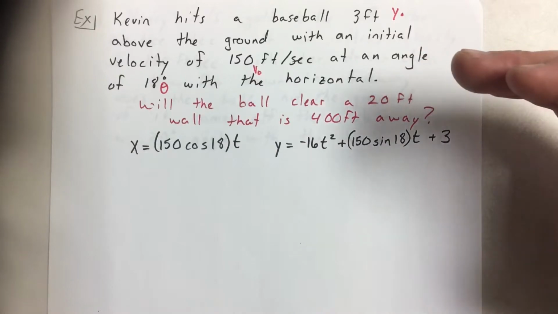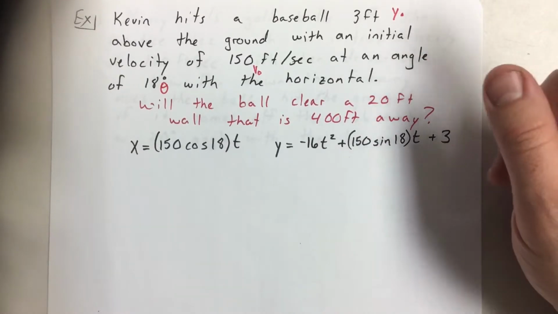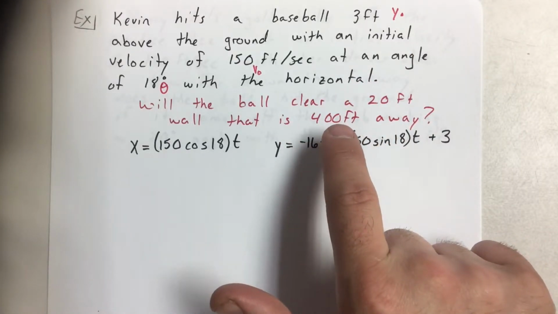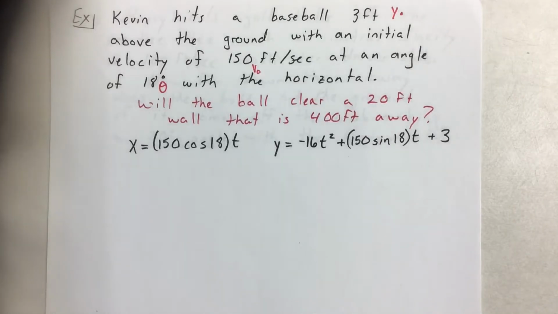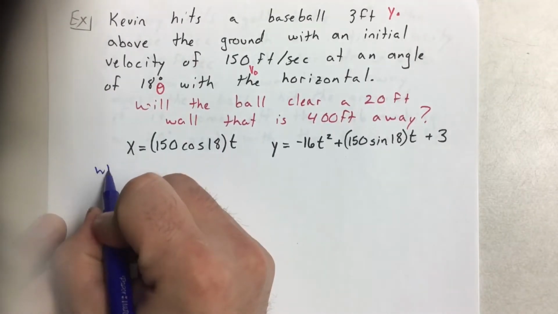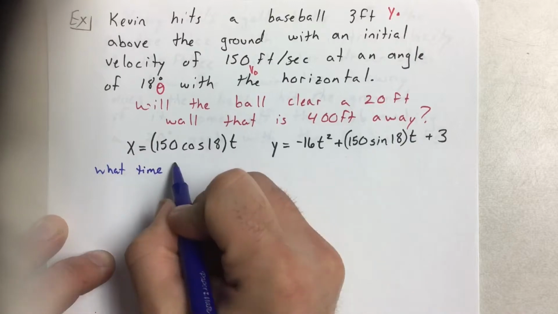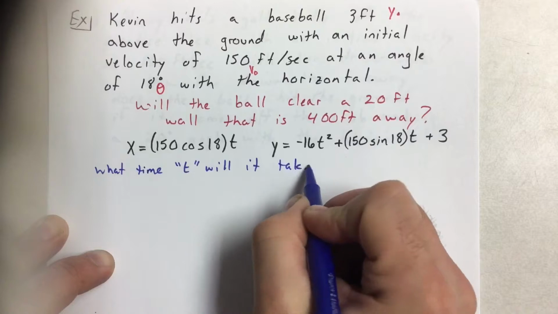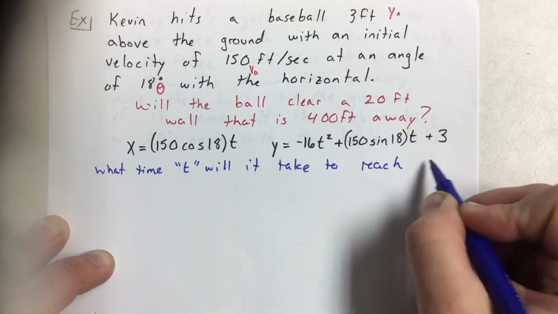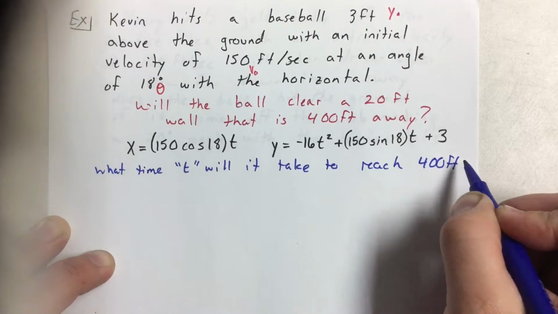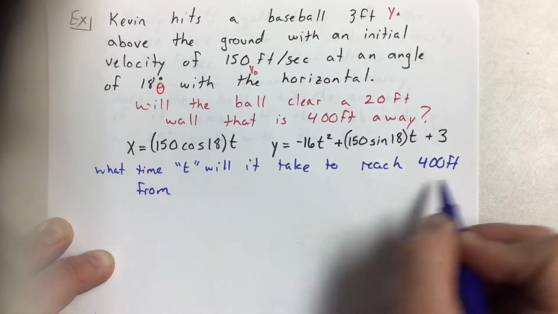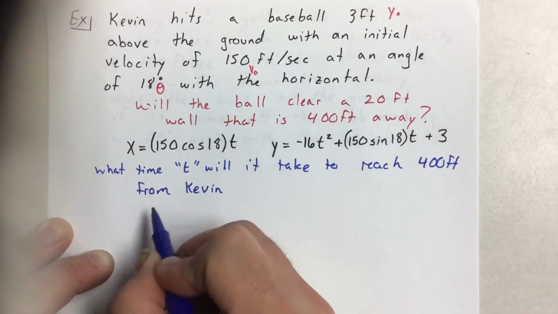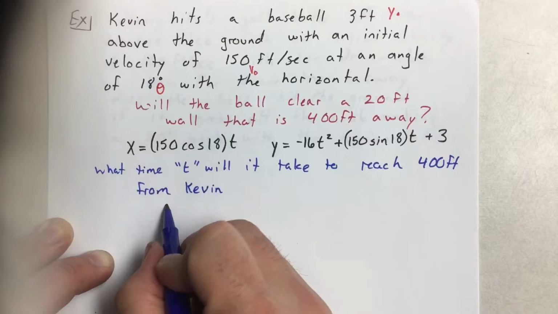Well, first of all, we don't have a time. When will the ball reach 400 feet? So let's write this down. What time t will it take to reach 400 feet from Kevin? This is a horizontal distance. Understand that. This is a horizontal distance, meaning we want to know when this will equal 400.